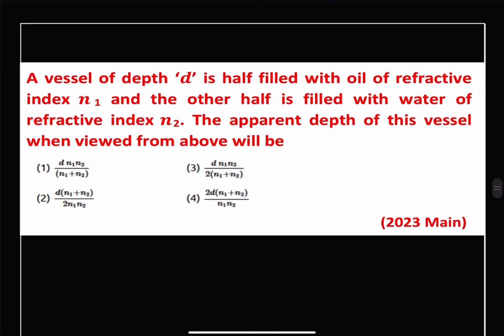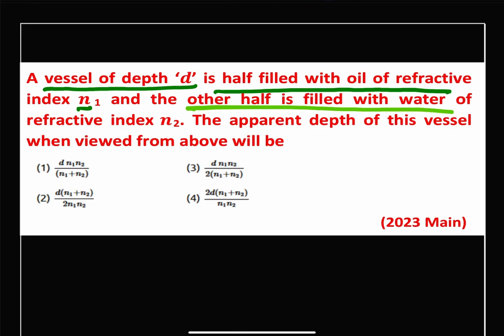And it states that the vessel of depth D is half filled with oil of refractive index N1 and the other half is filled by water of refractive index N2. The apparent depth of the vessel when viewed from above will be. So we can just draw an approximate figure.